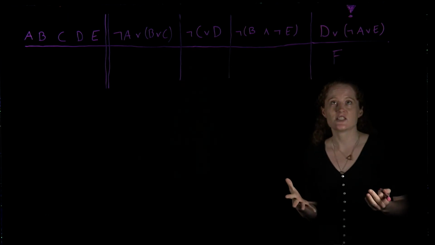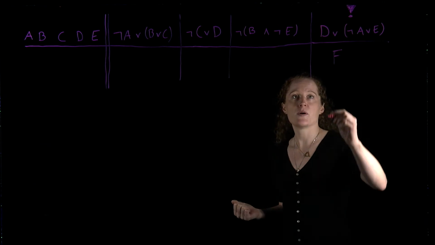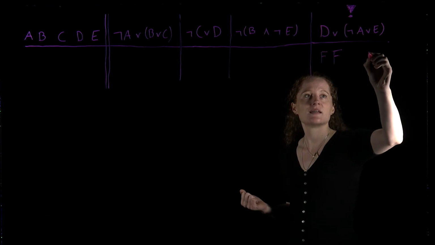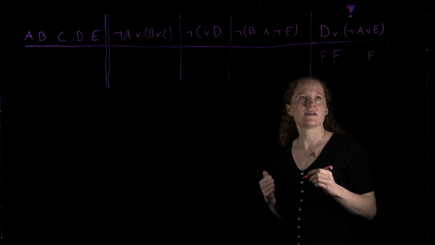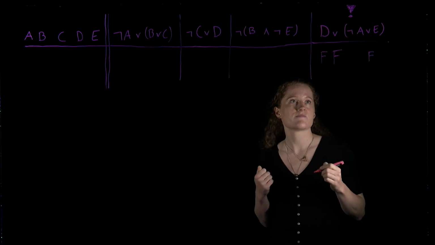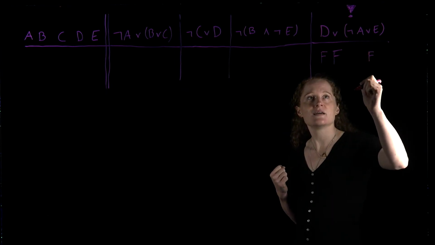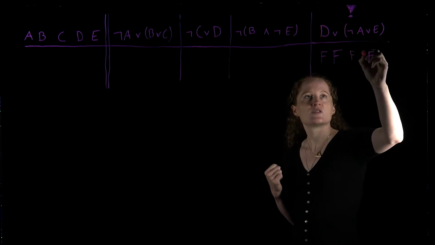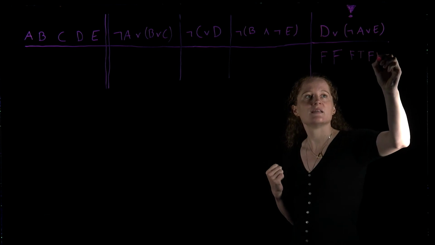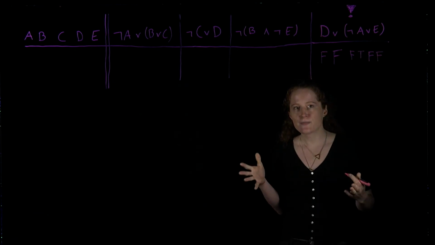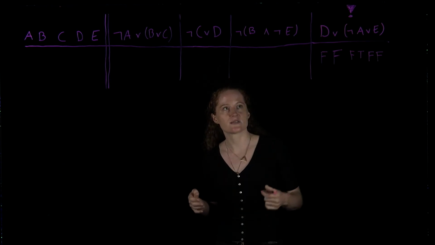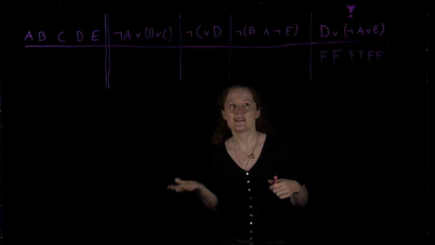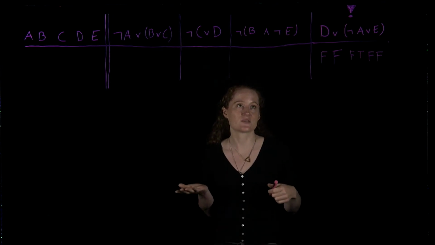Now a disjunction is false if and only if both disjuncts are false. So that means that D must be false, and our second disjunction here, not A or E, must also be false. Now if not A or E are false, that means that not A must be false, which means that A must be true and E must be false. So simply by supposing that our conclusion is false, we have already figured out that A, E, and D must have very specific truth values.